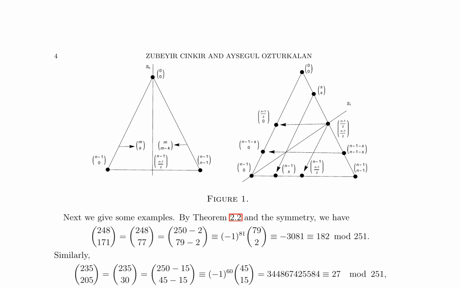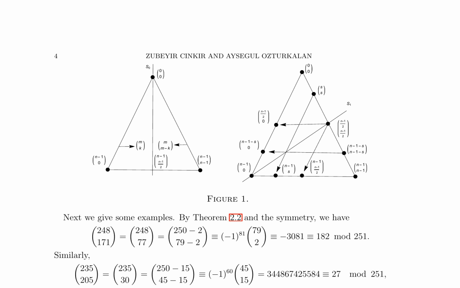number. Lucas' theorem and its extensions are applied to binomial coefficients in Pascal's triangle, highlighting symmetry and semisymmetry properties. Illustrative examples include values such as 248 and 171, with the right-hand side defined as 182 mod 251; 235 and 205, with the right-hand side 27 mod 251; and 230 and 11, with the right-hand side 25 mod 251, demonstrating the calculation of binomial coefficients modulo a prime number. This is essential for understanding the structure of Pascal's triangle.